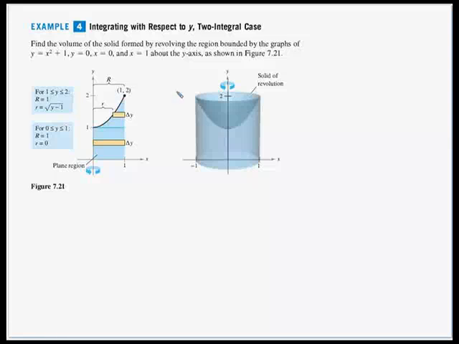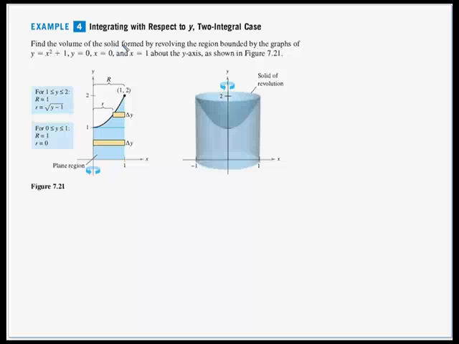Alright, in this video we're going to continue with section 7.2, the disk method, and we're up to example 4, integrating with respect to y. And here we're going to have a two integral case. We're going to need two separate integrals to come up with the volume of this solid of rotation.